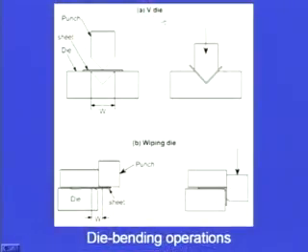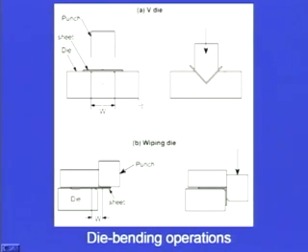Now, this is a diagram where we can see a V type of die. Just to elaborate on the labeling of this diagram: this is the punch, this is the sheet, the solid portion, then this is the die, and this is W, the die opening.